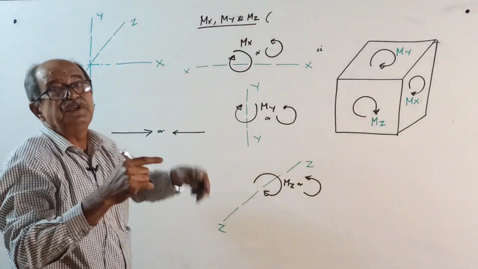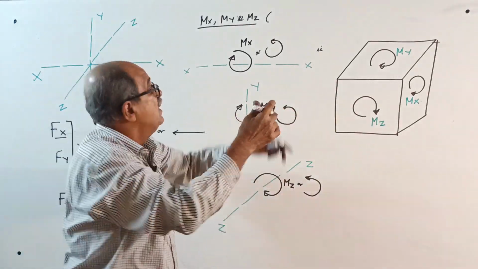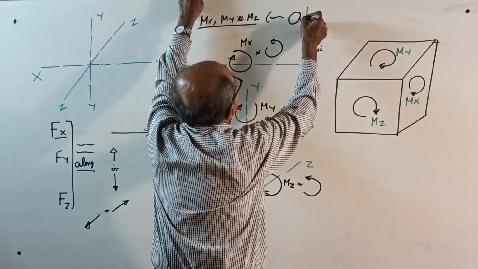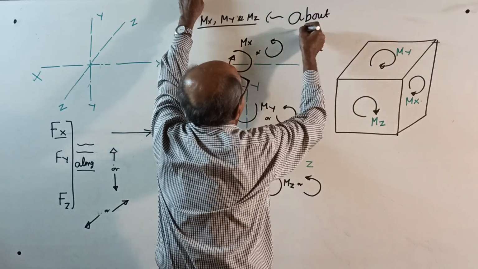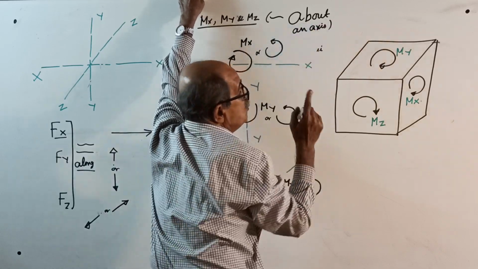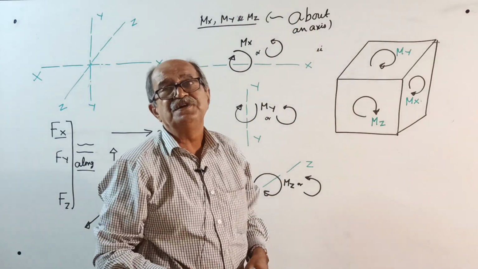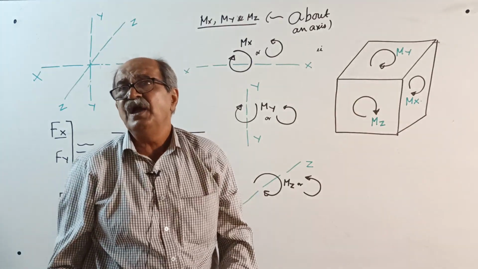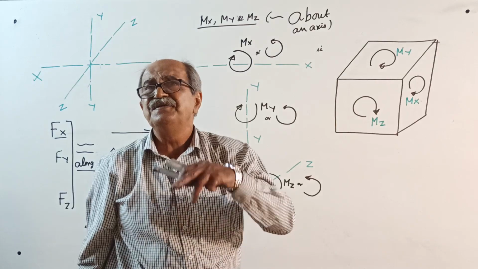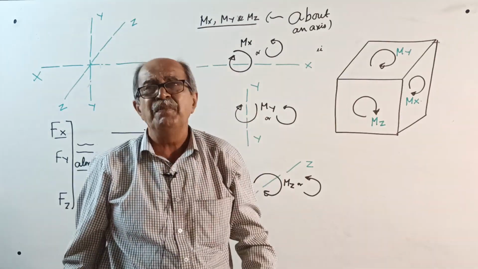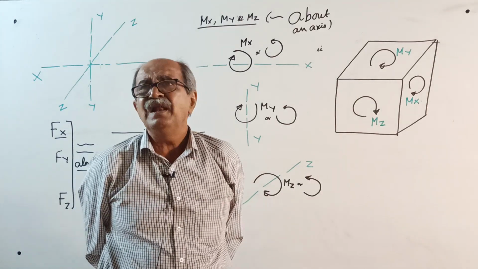For force, it is always along. For moment, always consider about an axis. Which axis, I will tell you. But when you go to a coplanar force system, there also it is about an axis, but it simplifies to about a point. This I told you earlier, if you remember.